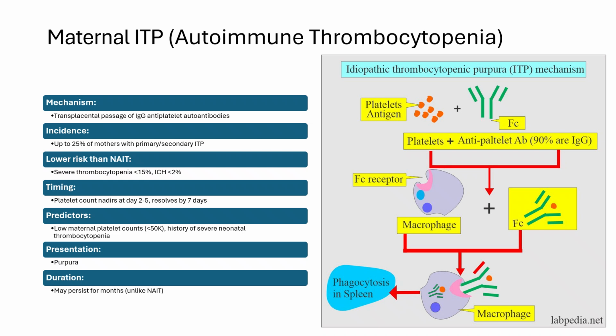Prenatal management differs markedly from NAIT. Cesarean section provides no benefit for fetal thrombocytopenia, and mode of delivery should be determined by obstetric indications alone. Interventions that increase bleeding risk, such as vacuum extraction or forceps delivery, should be avoided.